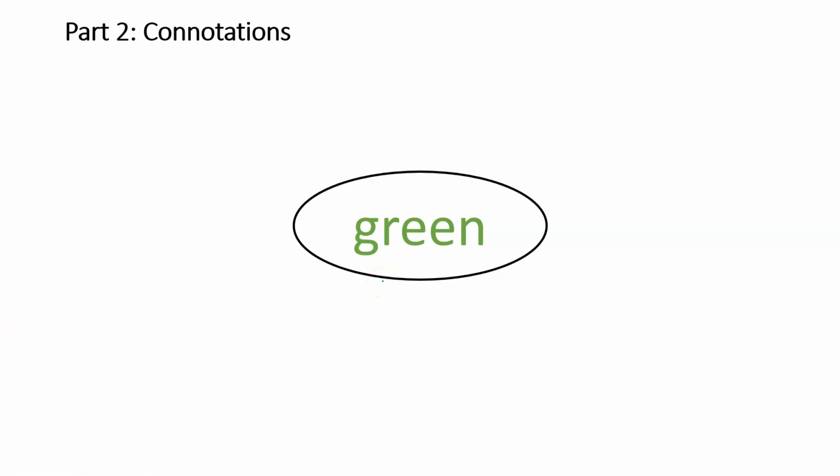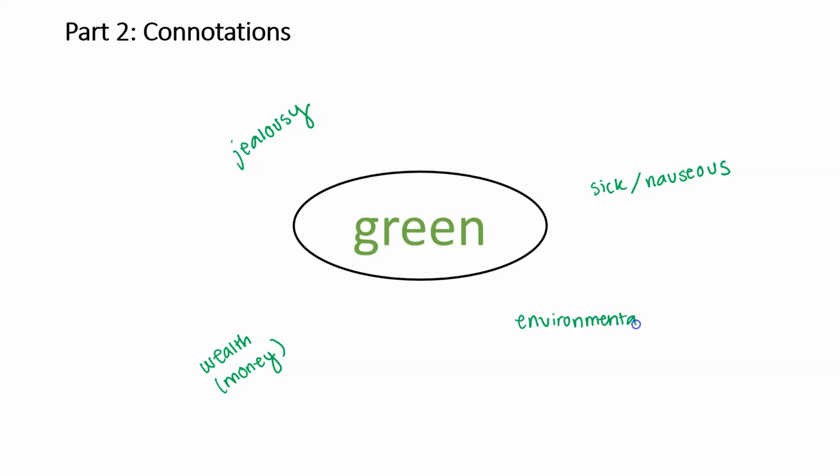So when I talk about connotations, again, I'm talking about what is the mood or feeling that I get from the word. So for green, one connotative meaning of green is jealousy, because you can say green with envy. Feeling sick or nauseous. Another connotative meaning could be wealth, like money. You could also see environmentally sustainable, like green products, green initiatives, the Green New Deal. So environmentally sustainable.